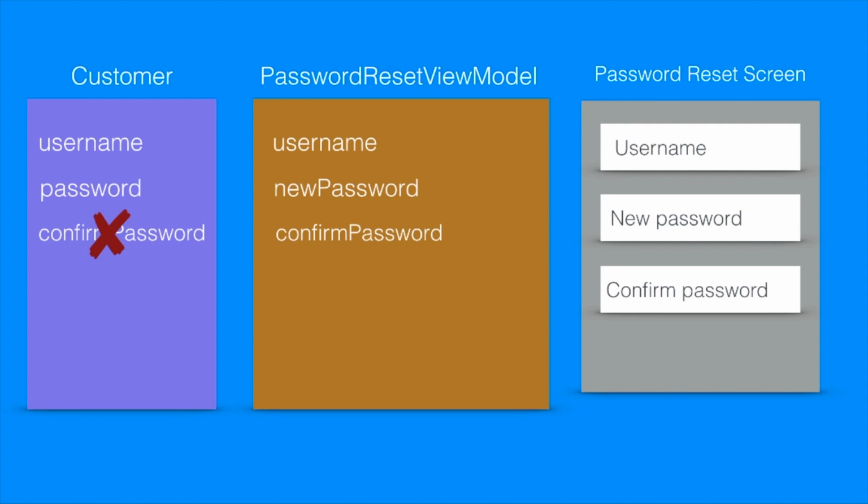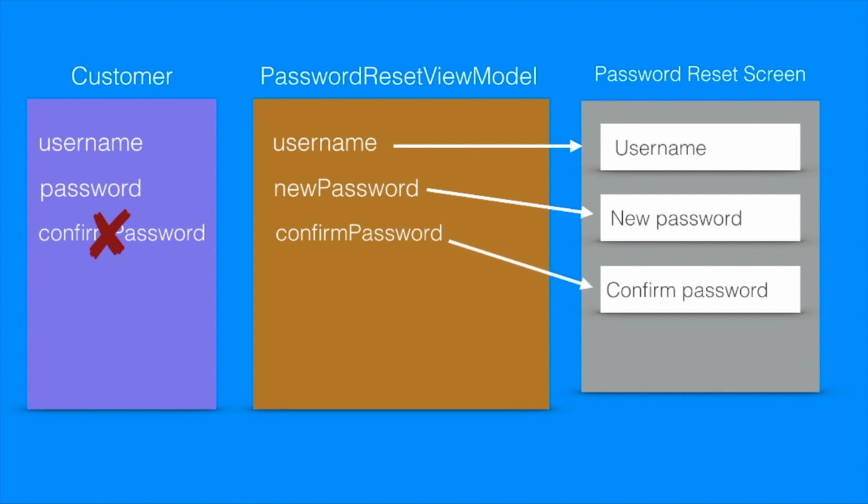So we will create a new model, a view model, which will be password reset view model. The whole purpose of the password reset view model is to supply the data and get the data from the password reset screen. This means that username will get the data from the username text field. The new password will get the data from the new password text field. And same with the confirm password.